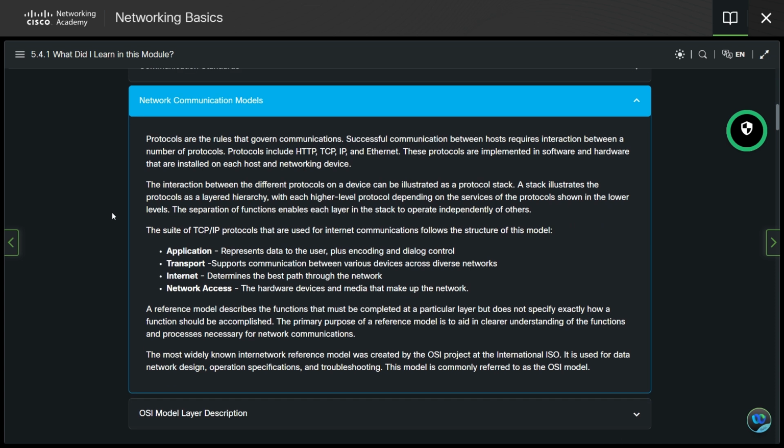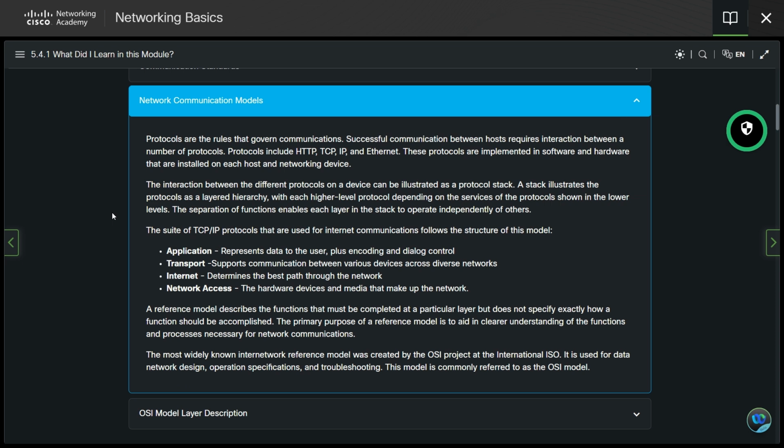The first layer is application, which represents data to the user, plus encoding and dialog control. The next layer is transport, which supports communication between various devices across diverse networks. The next layer is Internet, which determines the best path through the network. And the last layer is network access, the hardware devices and media that make up the network.